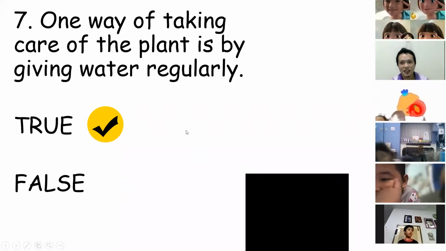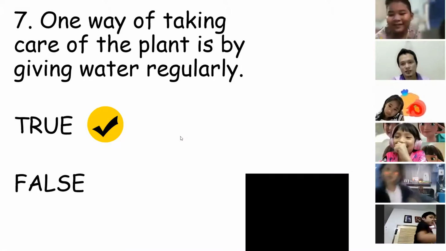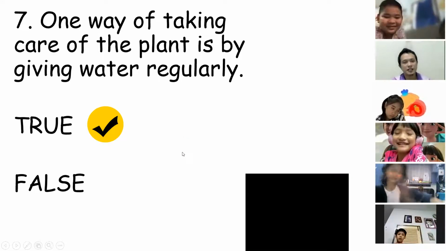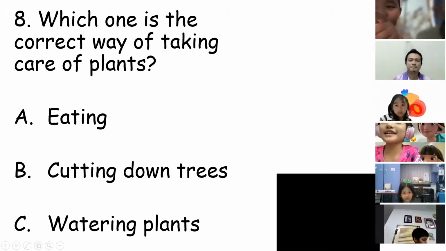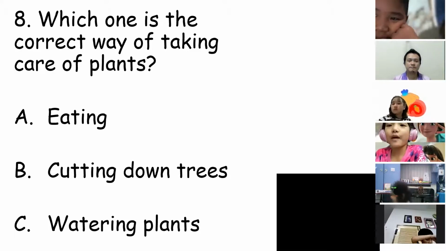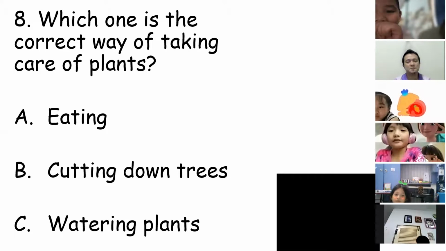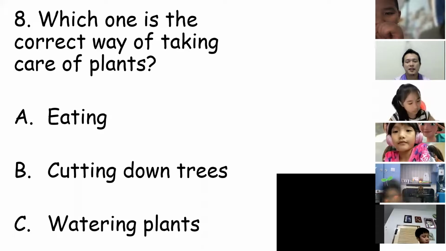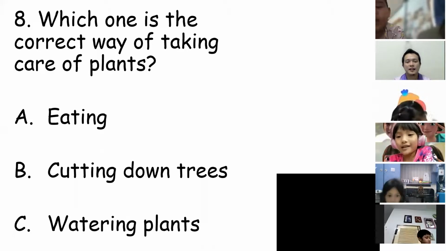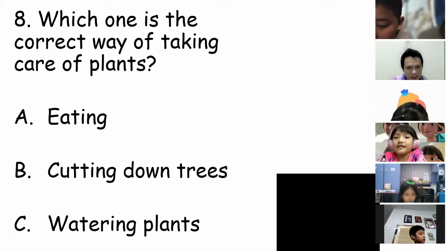Sokjang is raising her hand. Sokjang, this is for you. Are you ready, Sokjang? Okay, number 8. Read. Which one is the correct way of taking care of plants? Watering the plant. Letter C. Letter C.